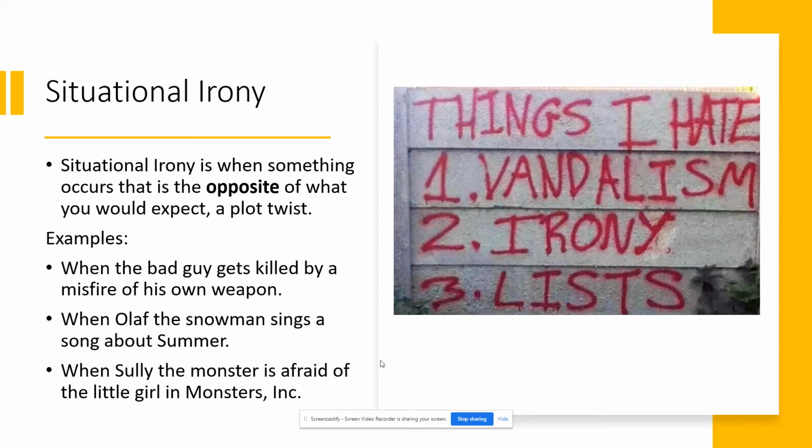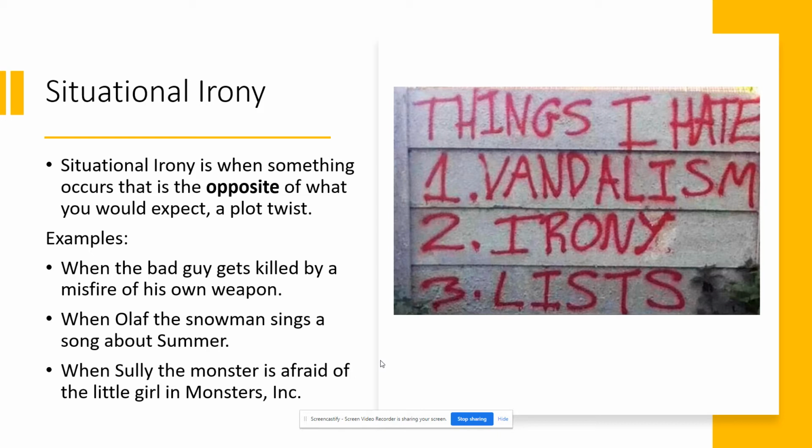Situational irony is the classic irony that we think of when we say, well, that's ironic. Situational irony is when something occurs that is the opposite of what you would expect to occur, or a surprising plot twist. For example, when the bad guy gets killed by a misfire of his own weapon. You thought things were going to go one way, but plot twist, they went the other way.